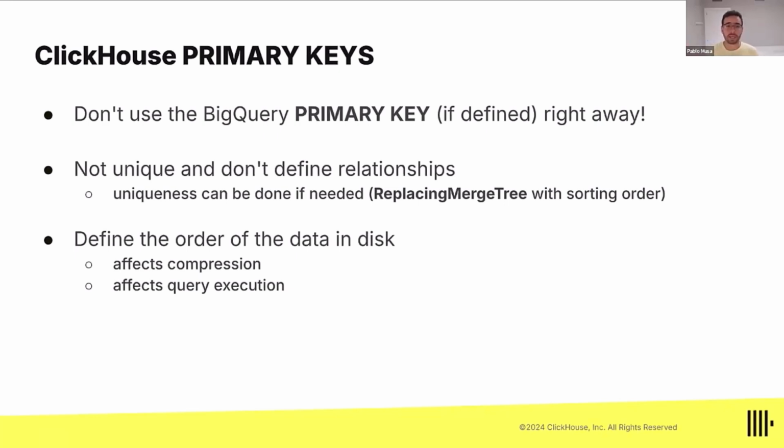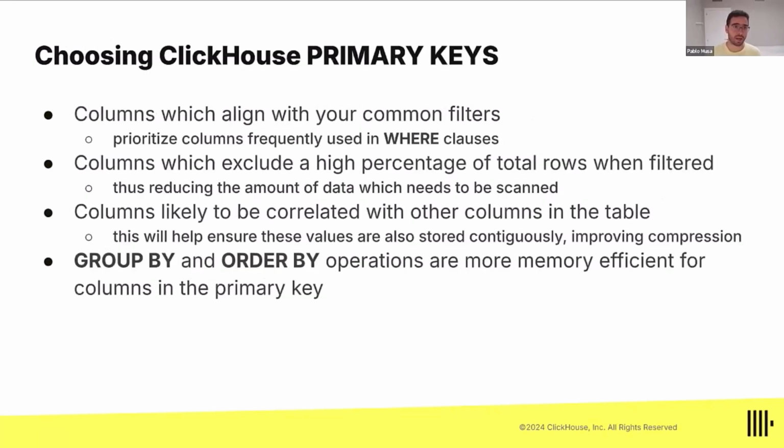Okay? What the primary key is in ClickHouse is a way to define the order of the data on disk. It's going to affect compression, it's going to affect query execution time, and it's going to make things faster. All right? So how do we choose them? We choose columns that align with the common features. So to define your primary keys, you need to look at your queries. What are the where clauses? Let's look into the where clauses that you have, see what are the columns that are used to filter the most. And those are the columns that you should use in your primary key.